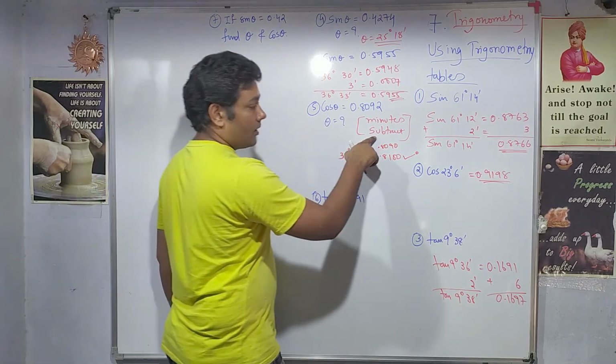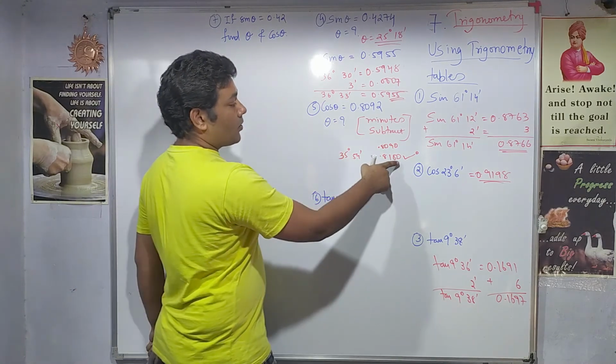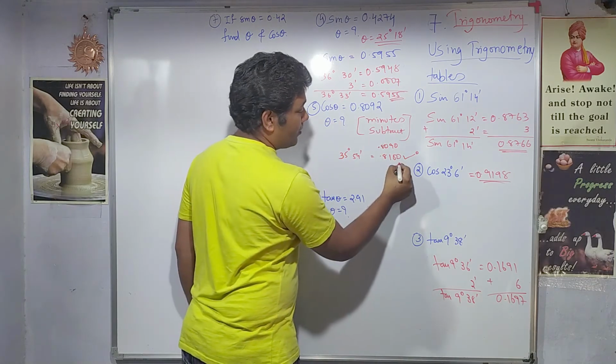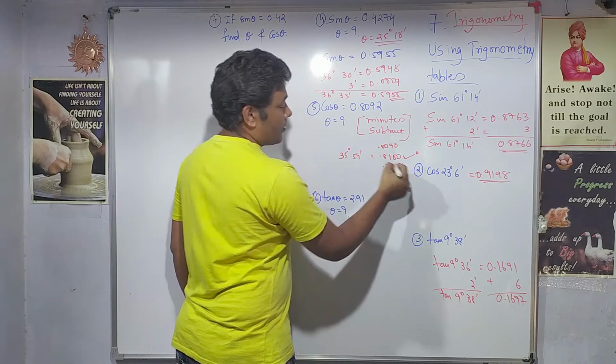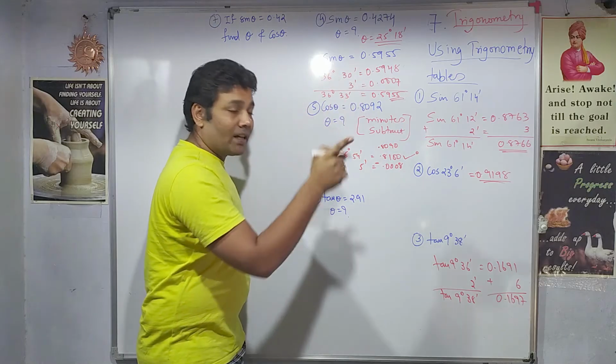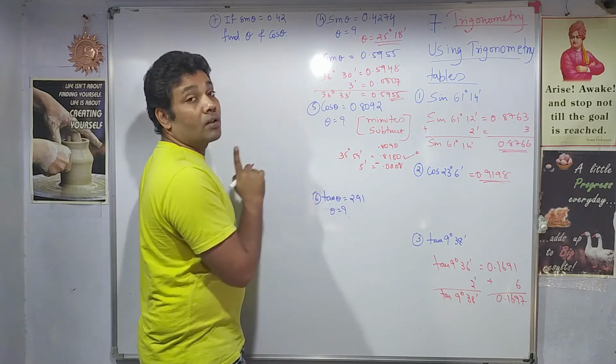Now here comes the meaning of this word subtract. How much subtraction will you do from this to obtain this value? 8. So you will have to subtract 8. So 8 corresponds to 5 minutes. Do the subtraction. In case of cos we do the subtraction, whereas in case of sin we do addition. In case of tan also we do addition, but in case of cos we do subtraction.